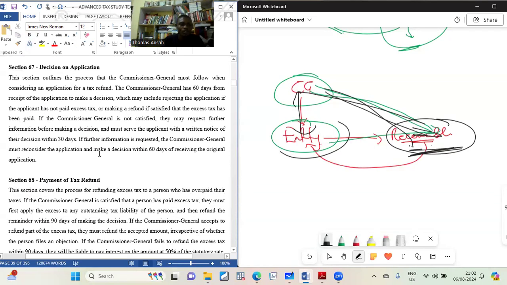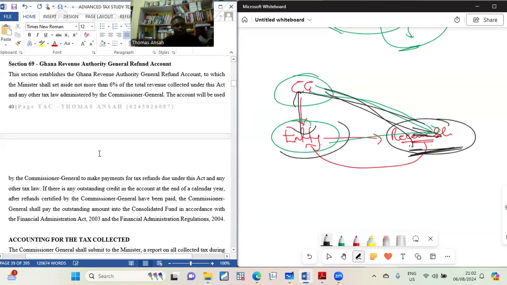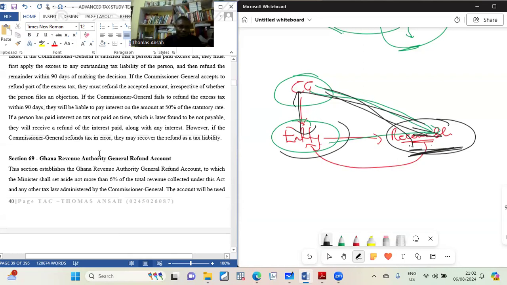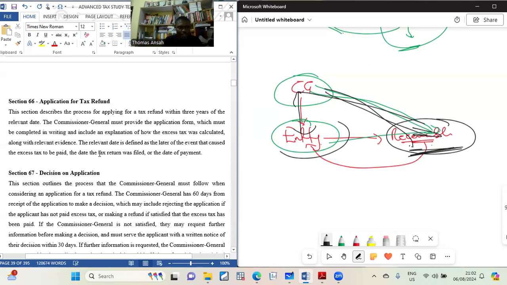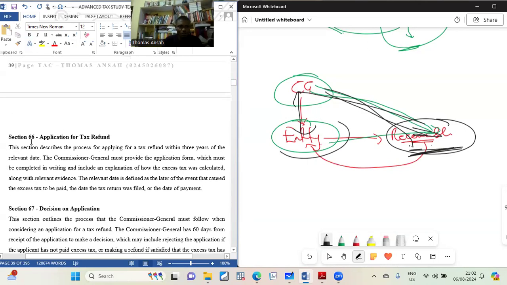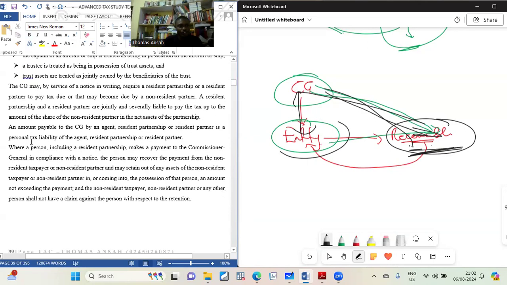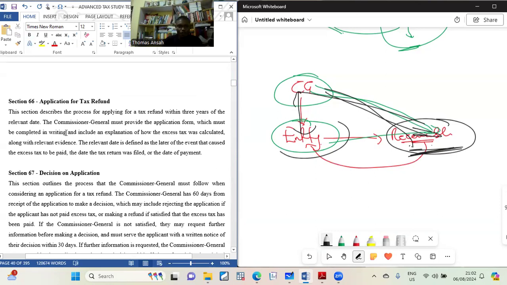Now, the rest are for tax refund, and tax refund too is another thing maybe we need to go through. If you want your money refunded to you, you must apply for the refund.